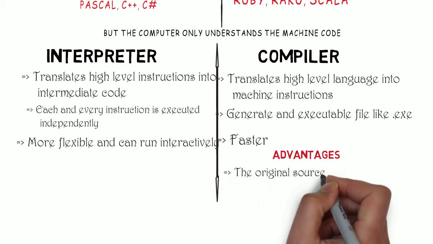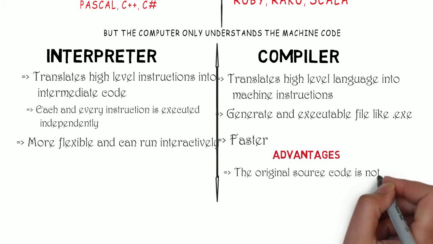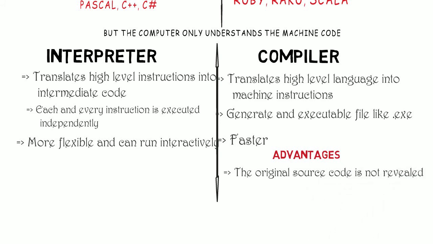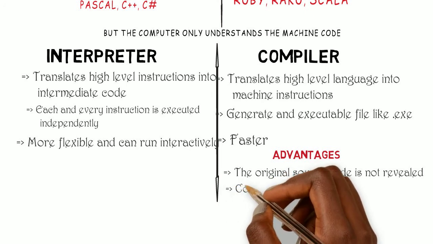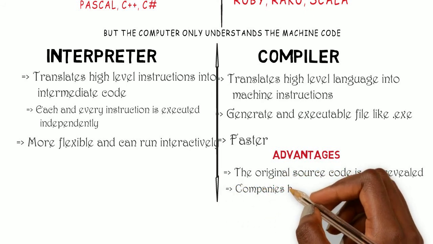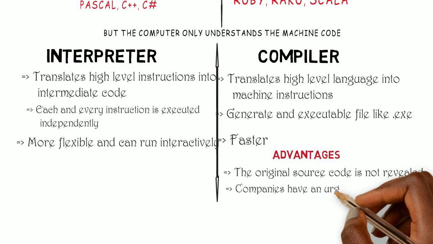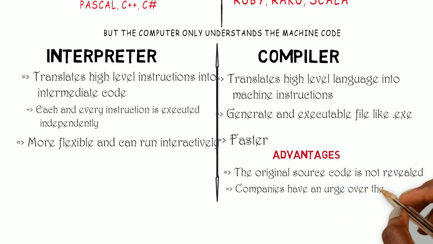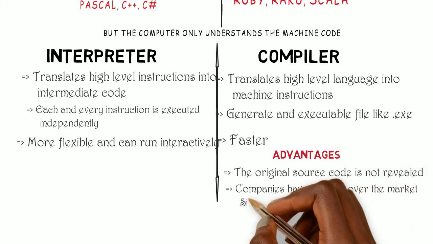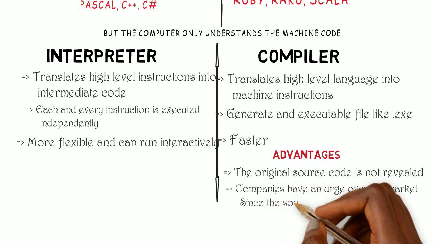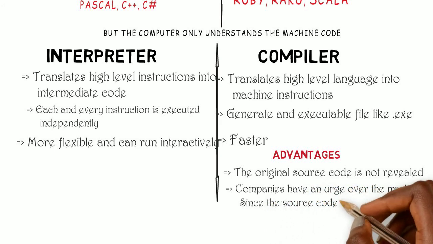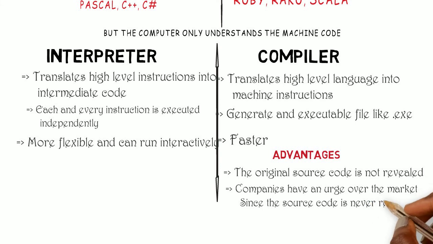One advantage of using compiled code is that it does not reveal the original source code. This makes it possible to distribute a program without revealing its inner workings. When you install a software application, you are typically installing the compiled version of that code. For companies selling software applications, the original source code is a well-kept secret and gives them a competitive advantage over their competitors.